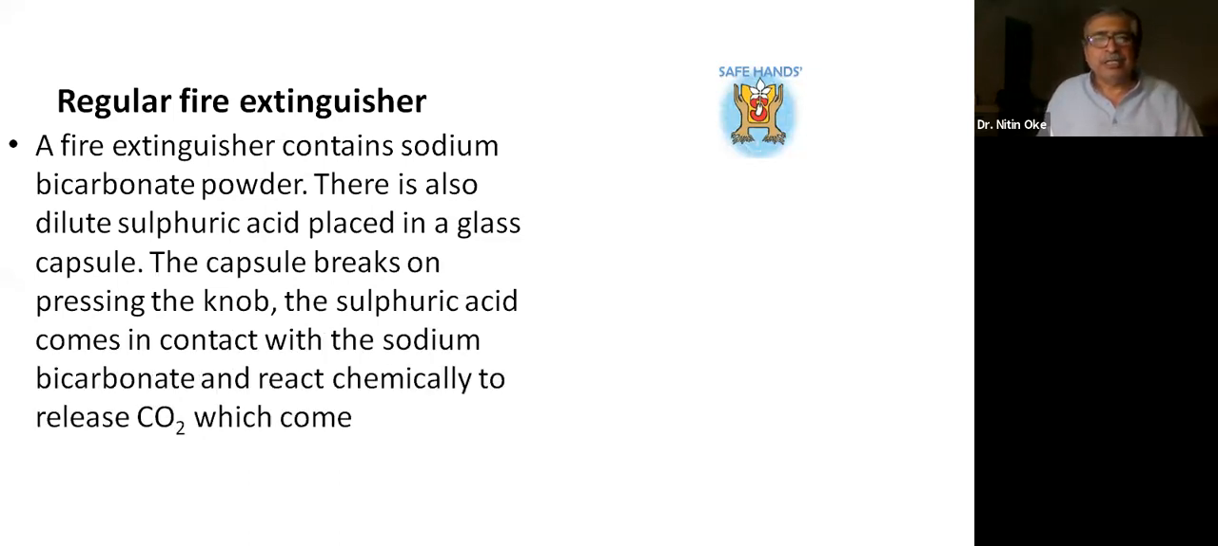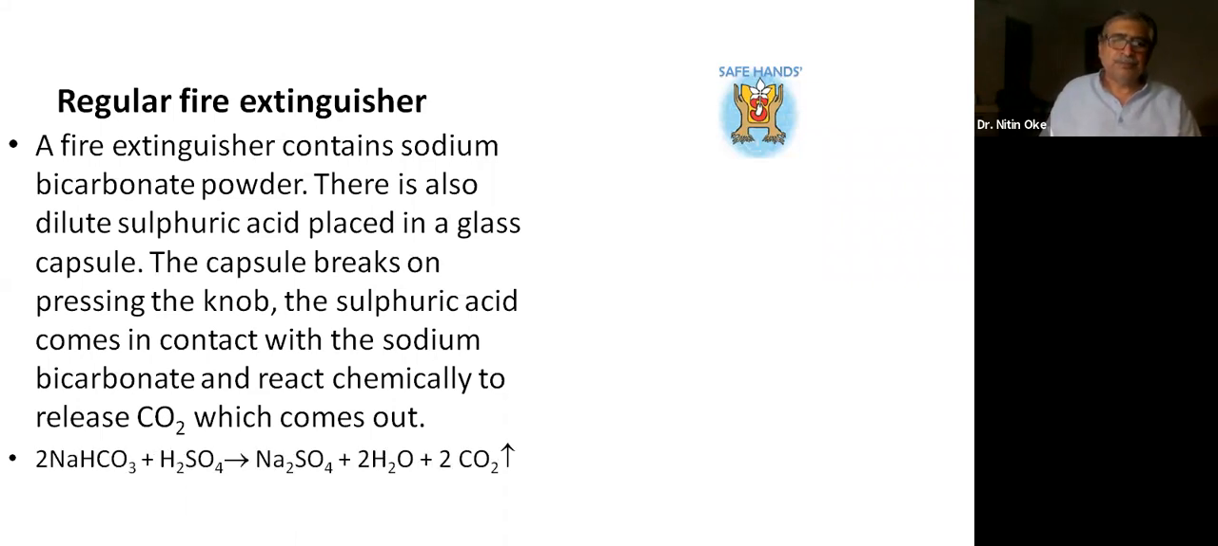The fire extinguisher contains sodium bicarbonate powder, and there is also dilute sulfuric acid which is placed in a glass capsule. Whenever I press the handle, the capsule breaks on pressing the knob, and the sulfuric acid comes in contact with the sodium bicarbonate. So instead of HCl, we are using sulfuric acid over there. And it reacts chemically to release carbon dioxide which comes out. This is the reaction.